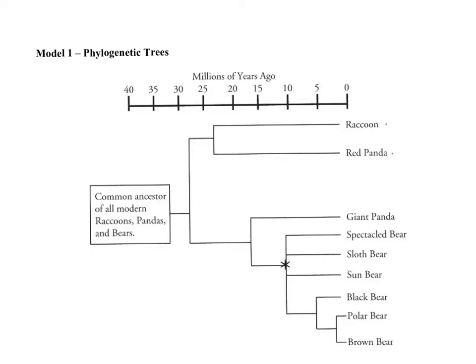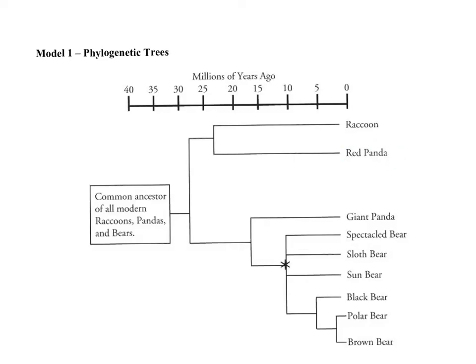Question number 5 says, according to the phylogenetic tree in Model 1, the red panda is most closely related to which animal? So let's find the red panda on our tree. So there is the red panda. And what we're looking for is how close it is in terms of branches to other animals. So because the red panda is here, even though the common ancestor is all the way back here, the red panda and raccoon share a common ancestor at this point. So the red panda is going to be most closely related to the raccoon.